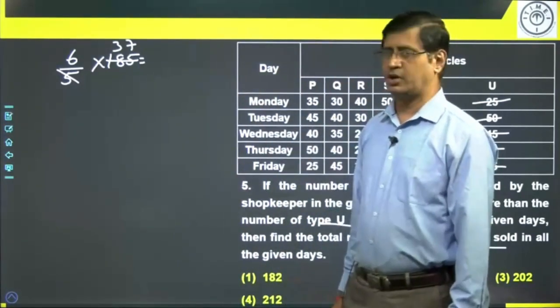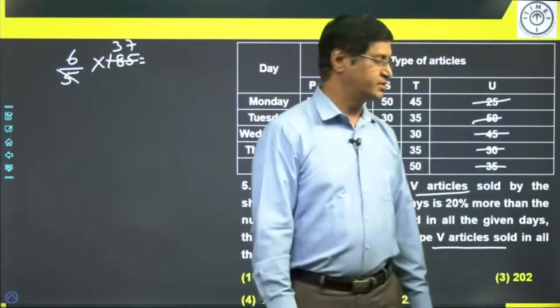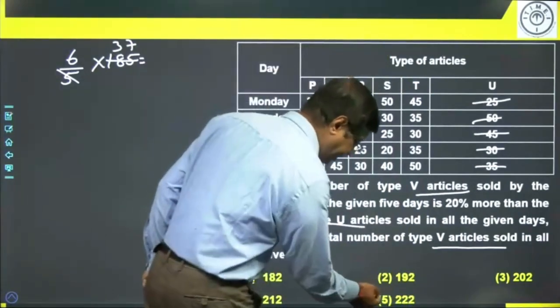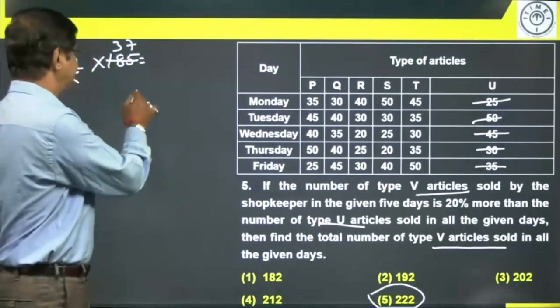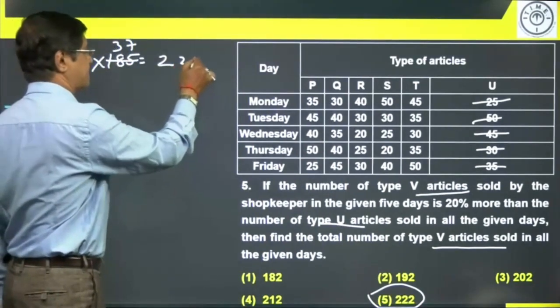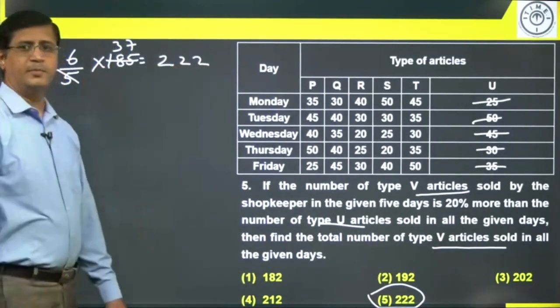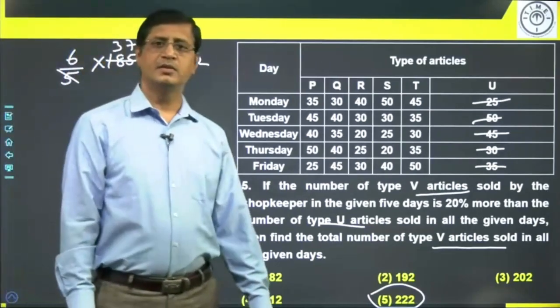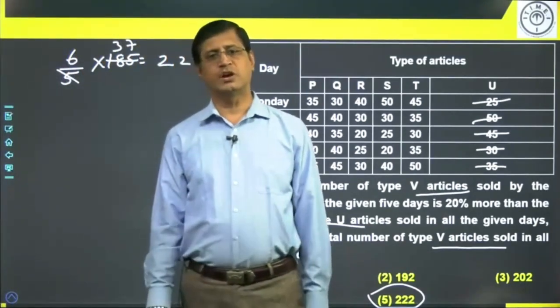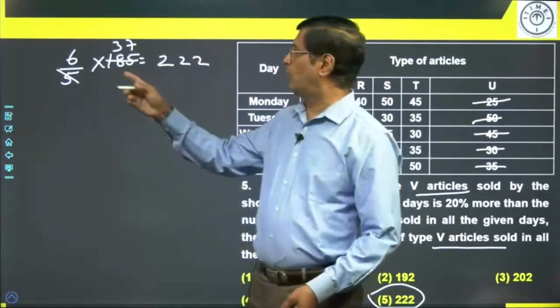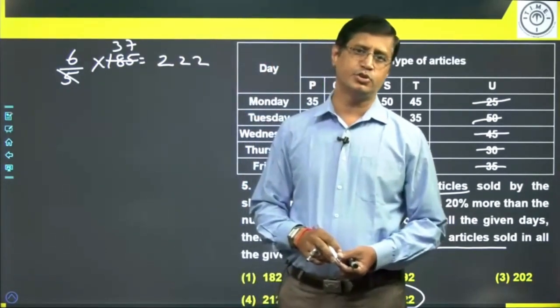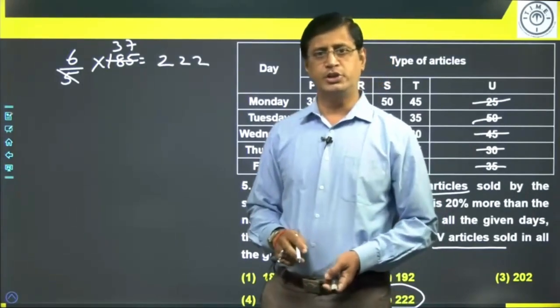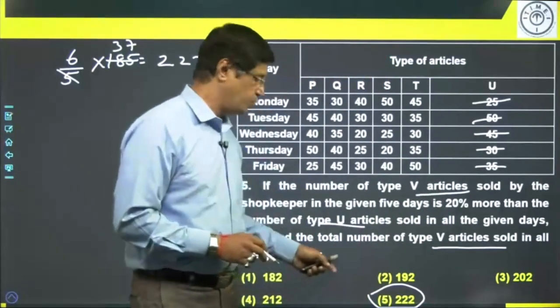Just observe the number. So the number here is 222. So what is the answer? Option number 5, the fifth choice, is the right answer. So 6 into 30 is 180, 6 into 7 is 42. 180 plus 42, the result is 222. So the right choice is option number 5.